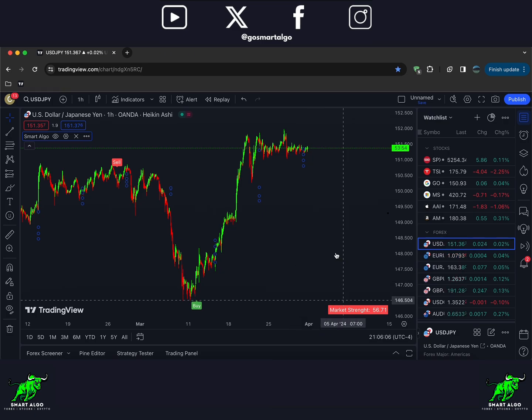So what do you do with this? Just think of it as like a heads up, basically. If you're already in a trade and you see the panel switch colors, it's like a little nudge for you to look over your trade.